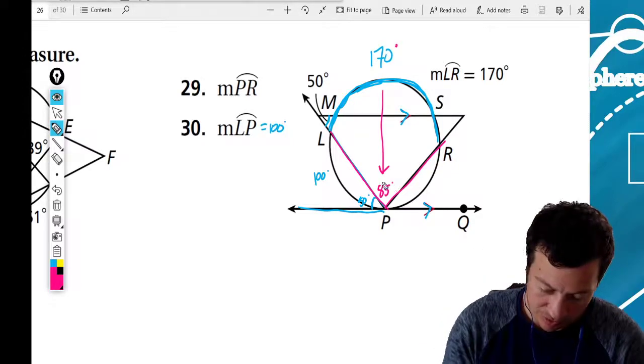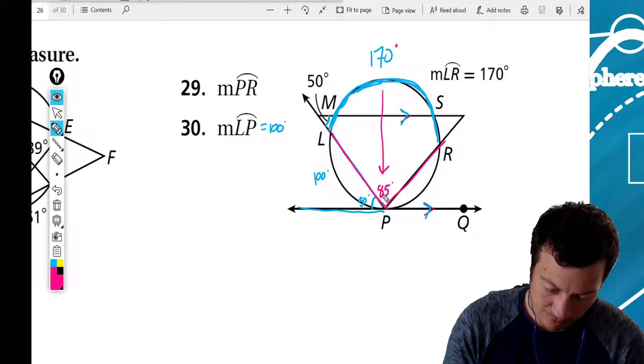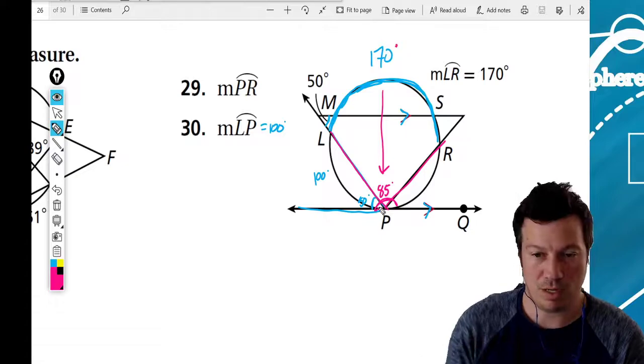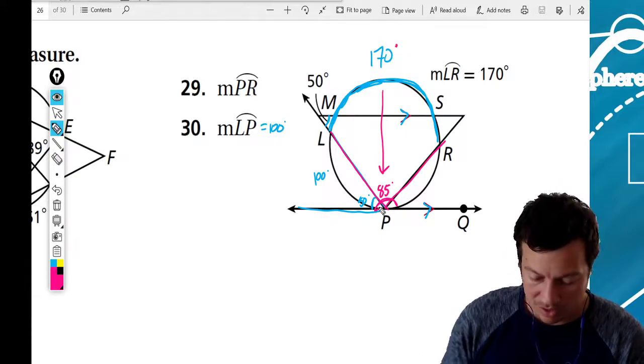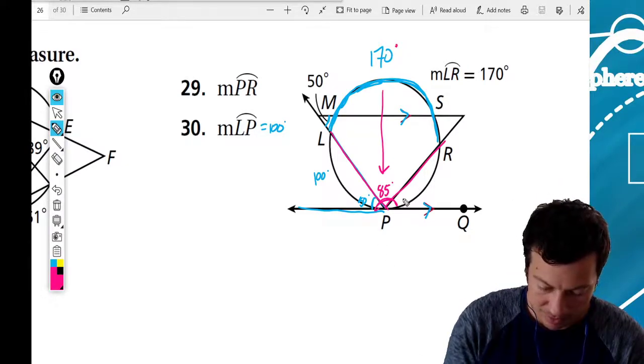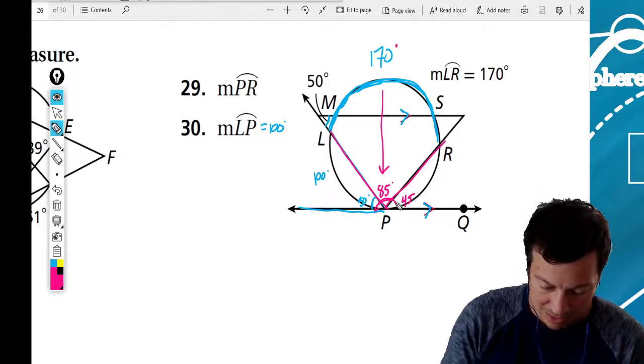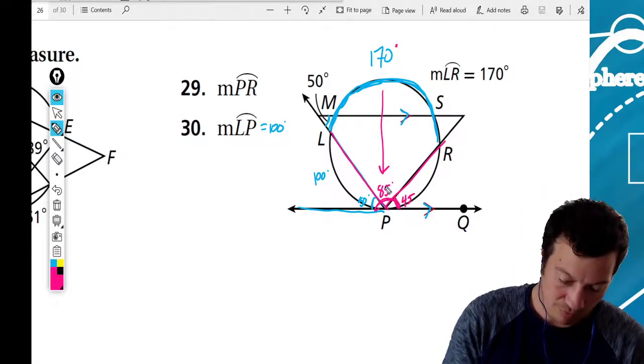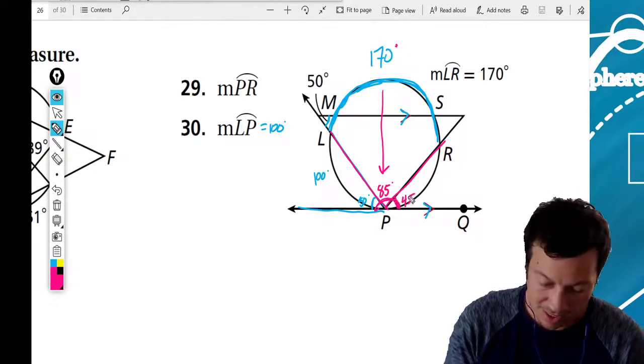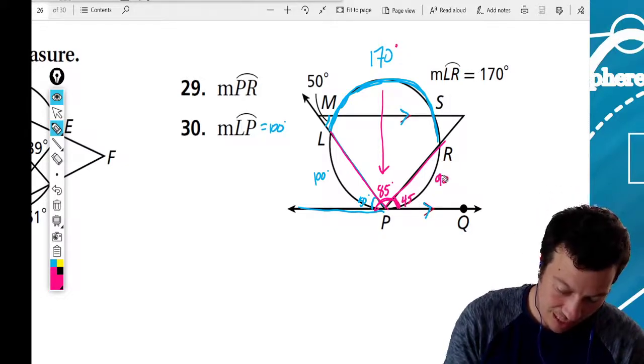All right, so then, if you look here, we hopefully see that these three angles form a straight angle. So if we add up the ones we have, we get 135, which means that this has to be 45 right there. That angle has to be 45, because 45 plus 85 plus 50 gives me that 180, and then I can double that to get 90 for PR.